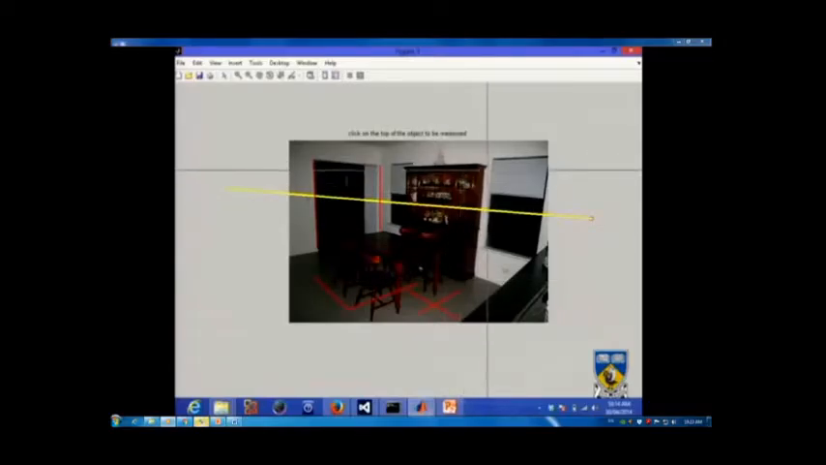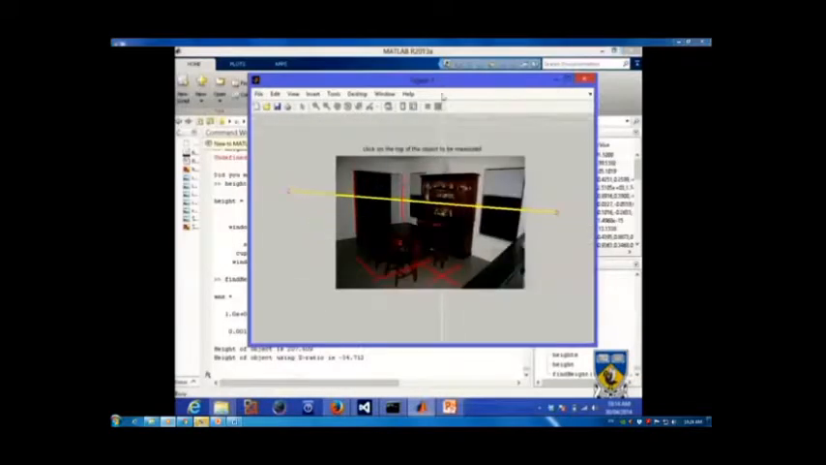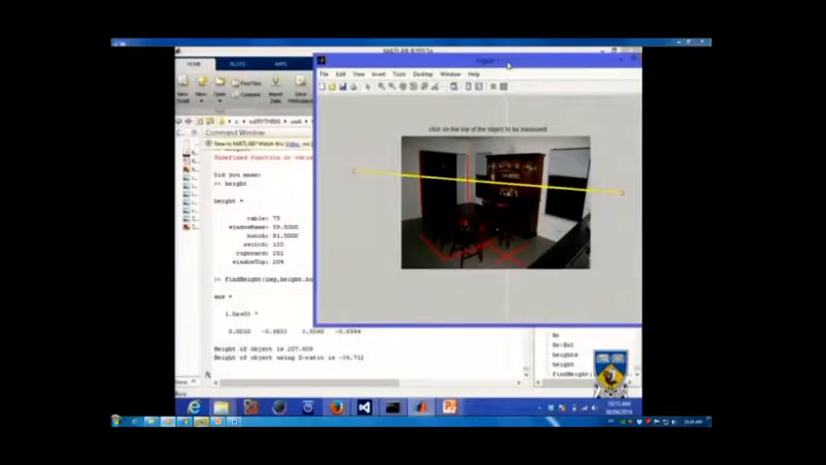So I take the top of this cupboard, this, and this, okay. There's a top one. Click on the top of the object to be measured, right? Now you have the reference height. You're trying to find the height of the other object.